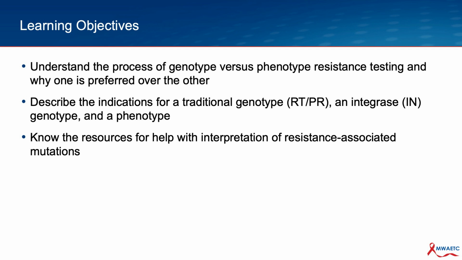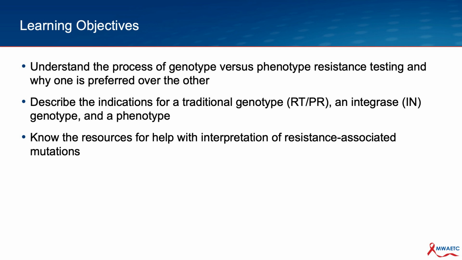One is having a better understanding of the process of genotypes and phenotypes. We use those terms a lot, and I think it is important to have an understanding of what those terms mean, what the processes are, and why we tend to prefer one type over another. So we will go into what those tests involve, the pros and cons, and I'll show you some example reports.